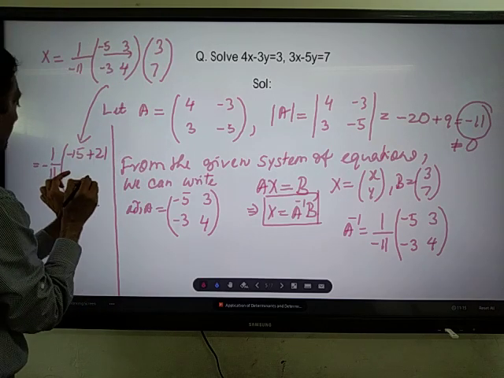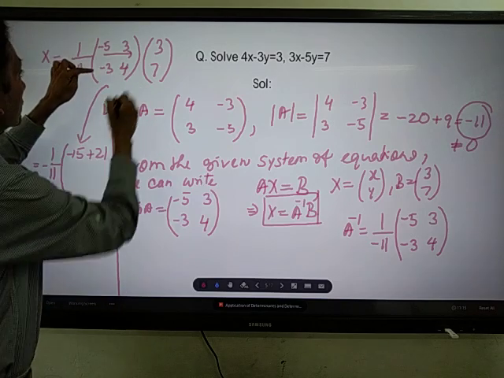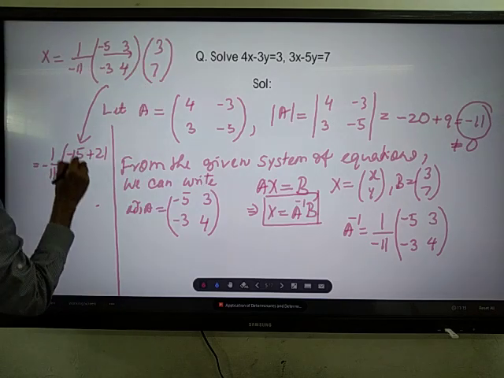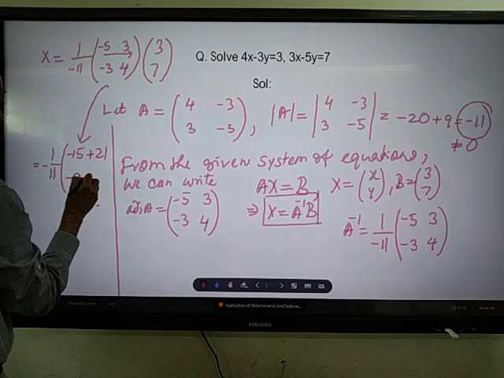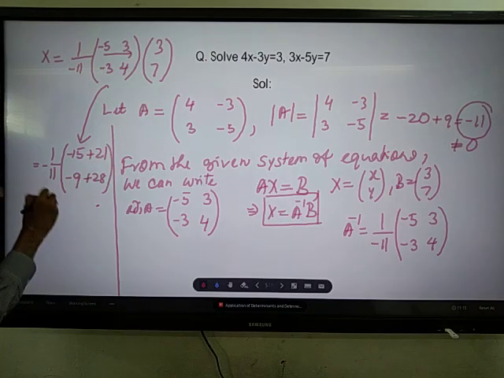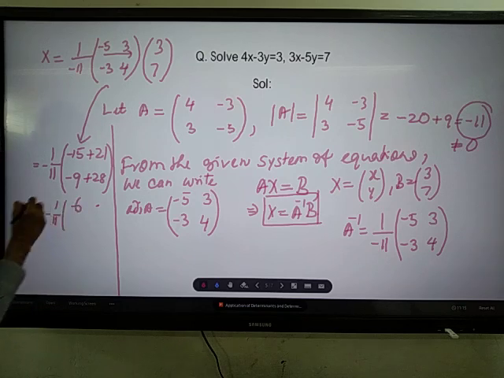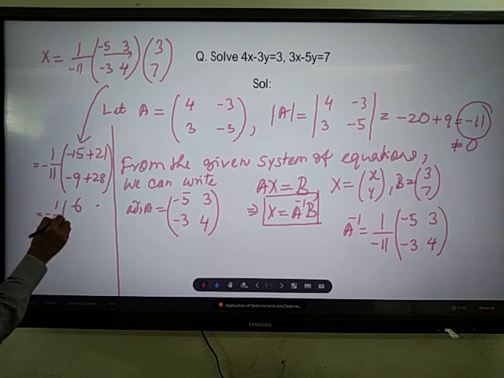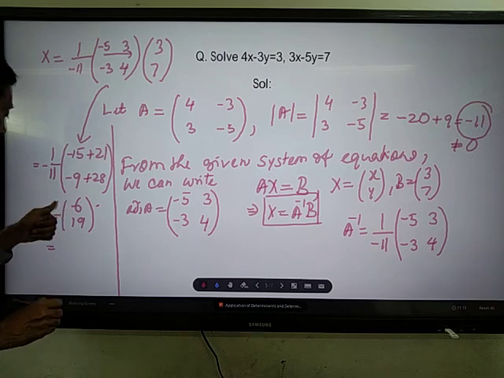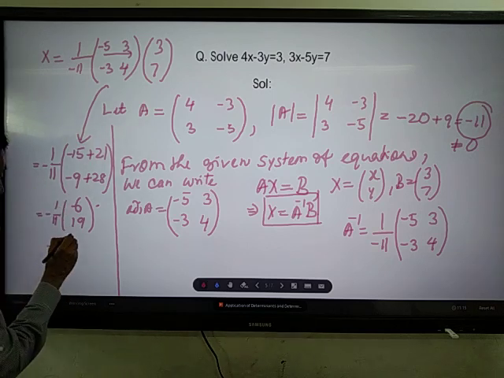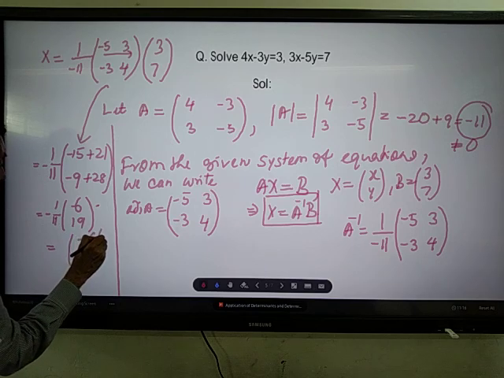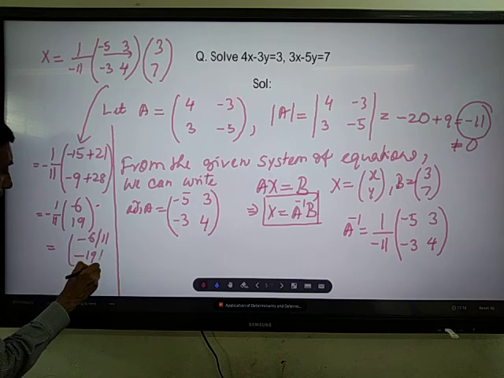Then secondly, to get the second element, utilize the second row: minus 3 into 3, it's minus 9. Then you need to multiply 4 into 7. 4 into 7 is 28, right? Okay, so what's the next step? It's minus 1 by 11, minus 15 plus 21 is 6, and minus 9 plus 28 is equal to how much? It's 19. Right? Now finally you need to divide 6 and 19 by minus 11. So finally your answer is minus 6 by 11 and minus 19 by 11.